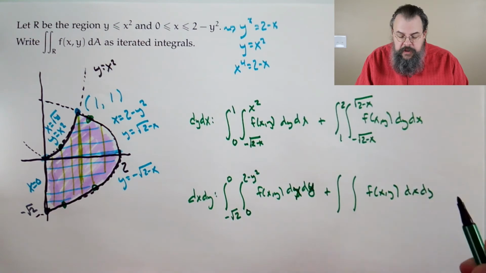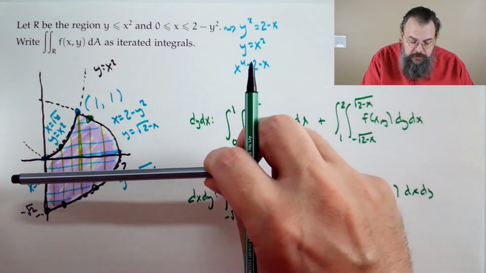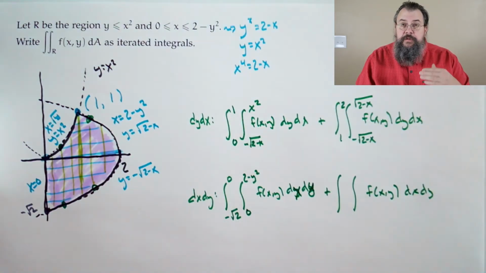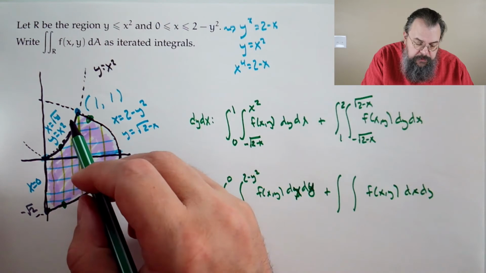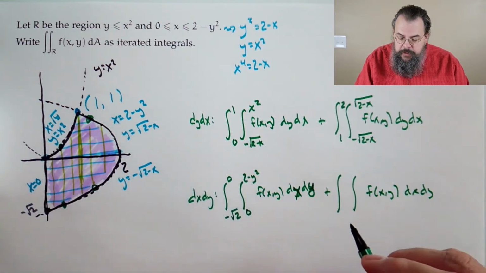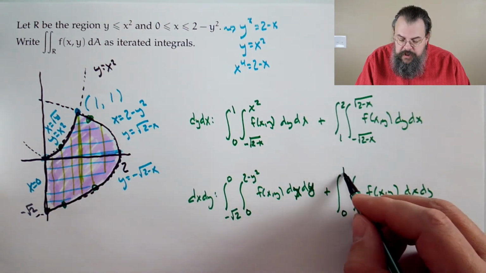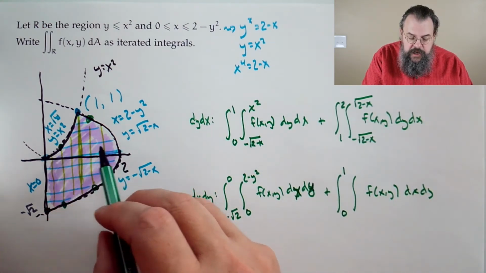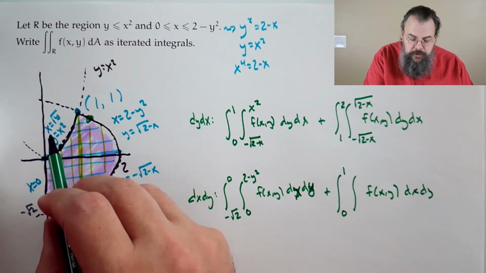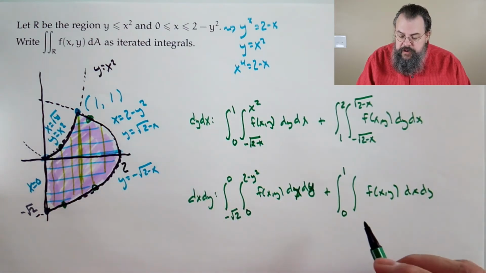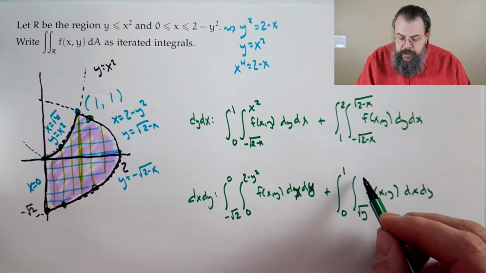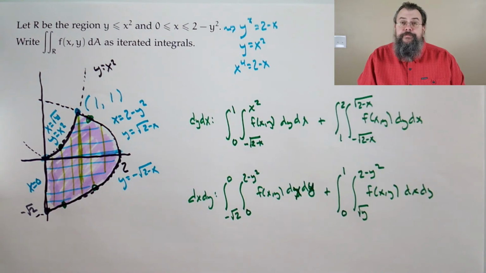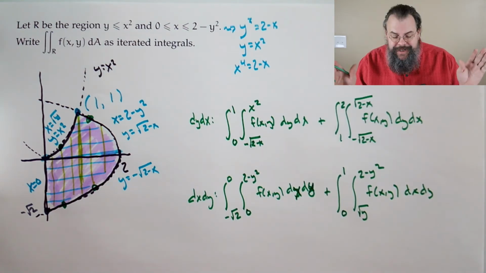dx dy. Now we're going to go from where we stopped. We stopped at 0, so we're going from 0 up to the end. The highest point is up here. That's y equals 1. 0 up to 1. And now, left to right, low value to high value. x equals root y, x equals 2 minus y squared. So square root of y up to 2 minus y squared. That's it. We're done.